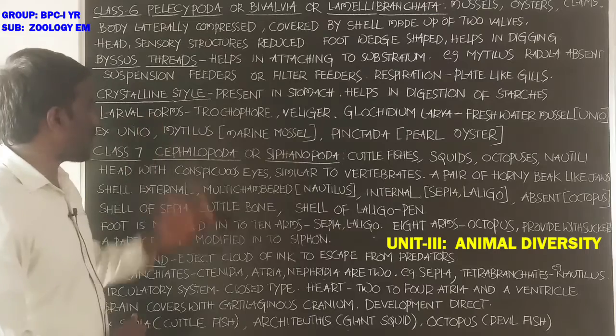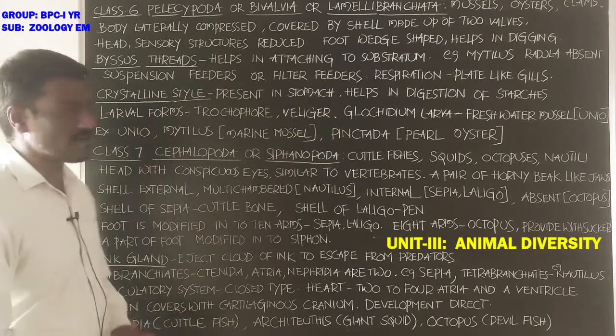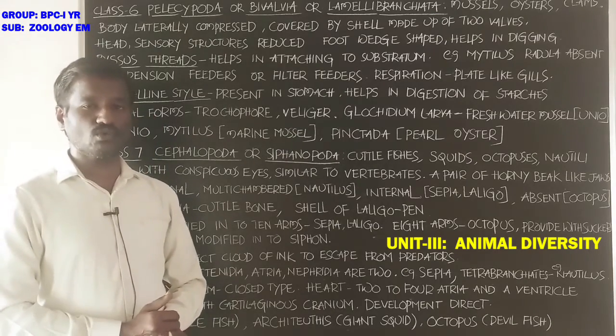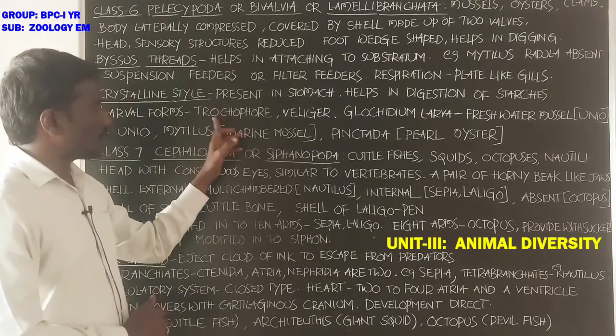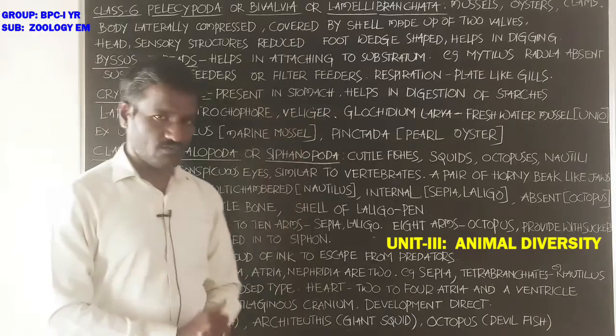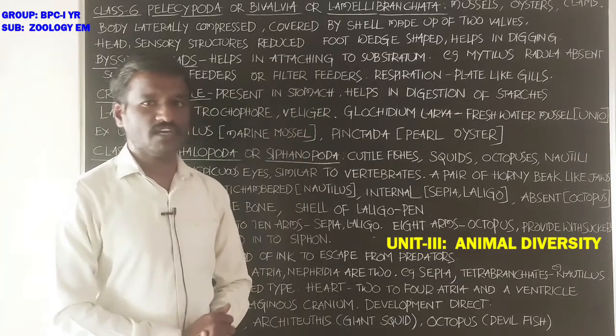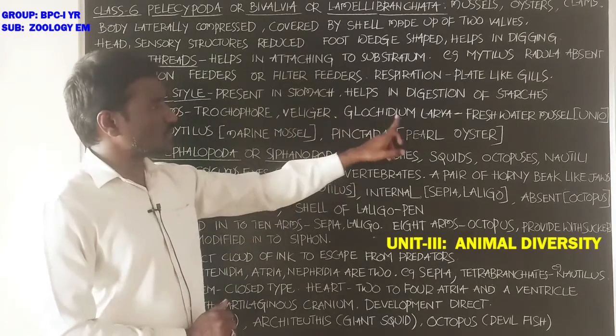Next, larval form. Larval forms show indirect development. Larva names are Trochophore and Veliger larva. Another larva is also present, that one is Glochidium.